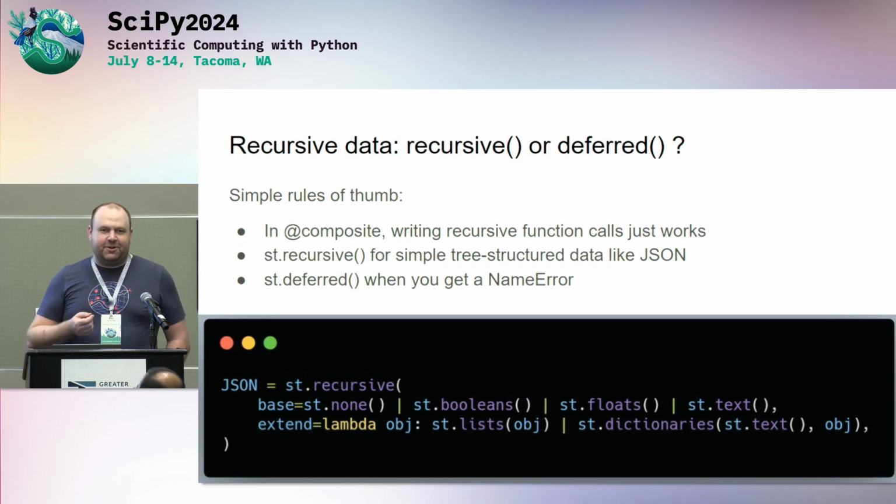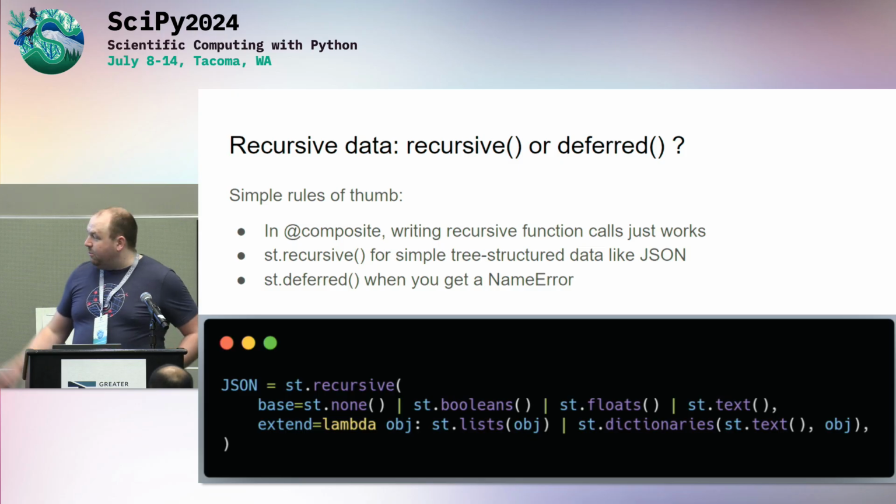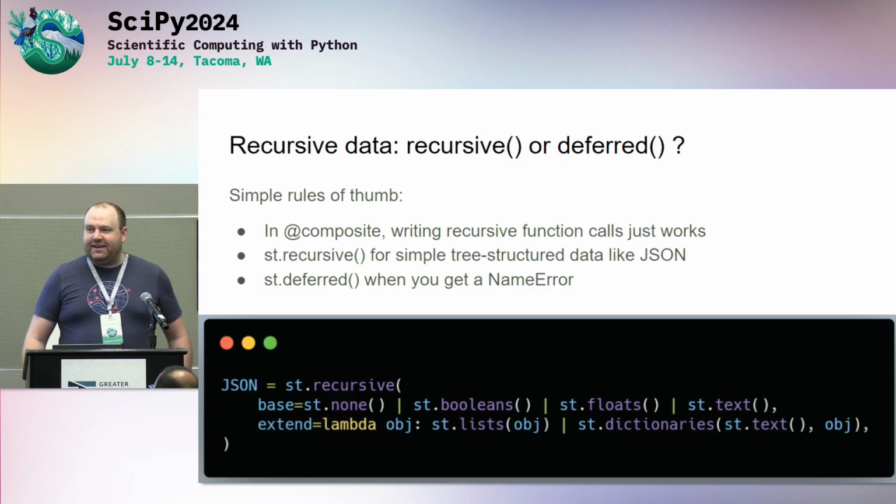Anyone done stuff with recursive data types? Things that can be nested inside themselves? There are a couple of ways to do this. One is the composite decorator, which I'll show in a moment. One is what we have on this slide, where you can just explicitly say, this is a recursive thing, it has a base case, and here is how you get a non-base case.